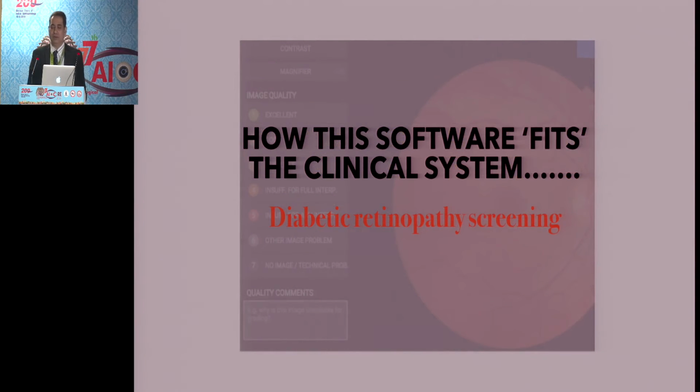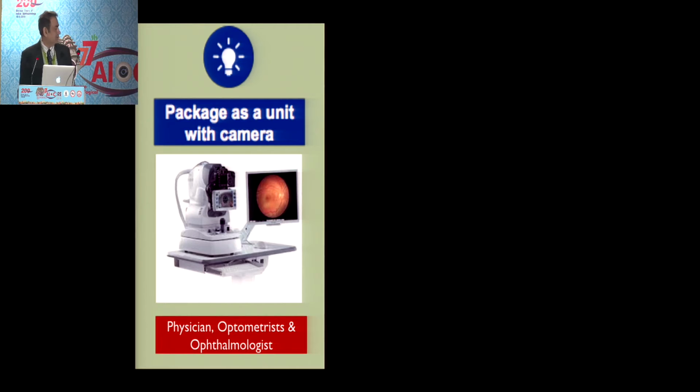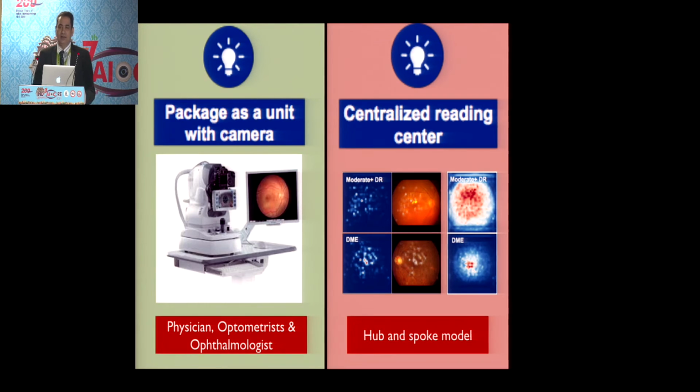How this software or algorithm fits into the clinical system is a challenge now, because retinopathy screening practices vary across countries. Some of them are trying to package it with a camera unit, which may be used by a physician, optometrist, or ophthalmologist. Some people are looking at a centralized reading center: you upload the image and AI starts giving the grades.